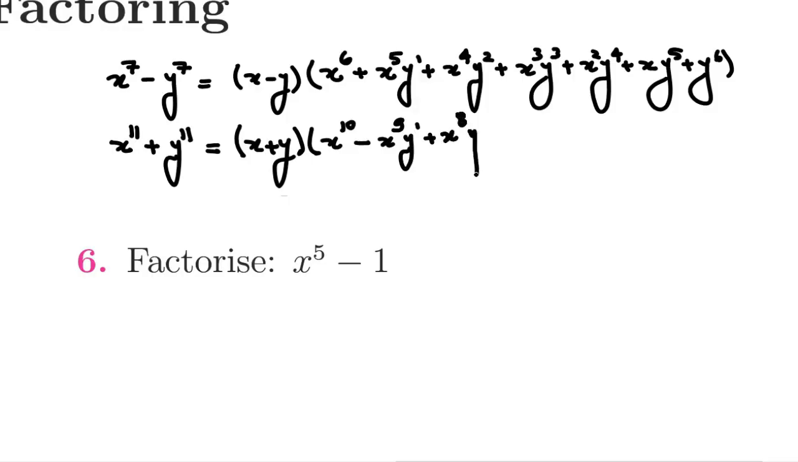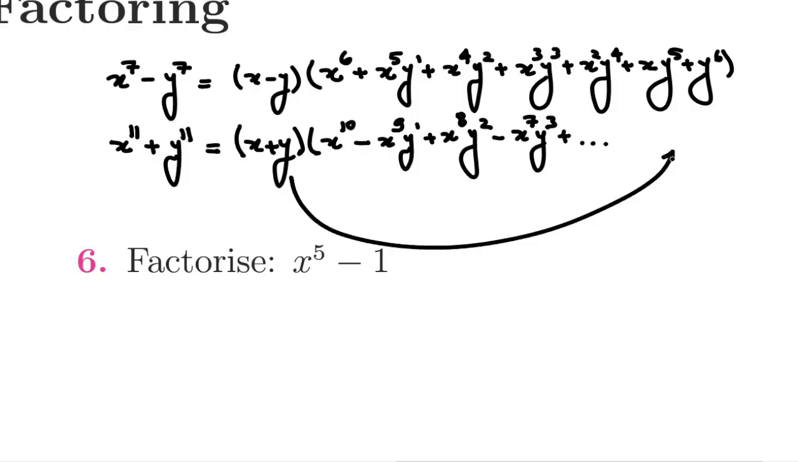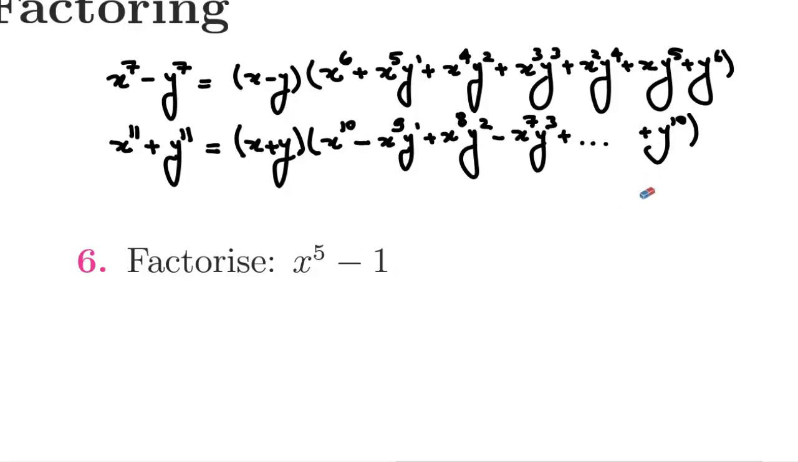X to the power of 8, y to the power of 2. The sum of the exponents is always 10. Minus x to the power of 7, y to the power of 3. Plus, blah, blah, blah. I put 3 dots here. Finally, to get plus y to the power of 11, we will multiply this by the last term. If we multiply y by y to the power of 10, we get y to the power of 11. So we've also determined the last term.